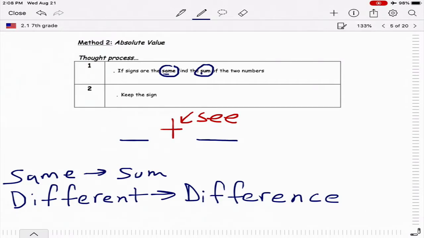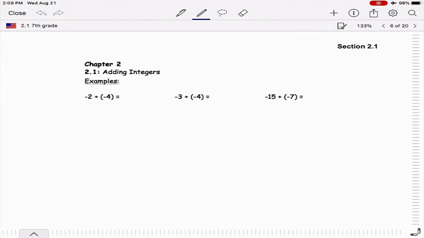And then instead of keeping the sign of both numbers, because obviously here you have two different numbers, you're going to keep the one that has more players. So if the positive has a bigger absolute value, if it has more players, you're going to keep that sign. If both signs are different and the number that's negative has more players, that's called the absolute value, you would keep that sign instead. We'll do the absolute value method now.